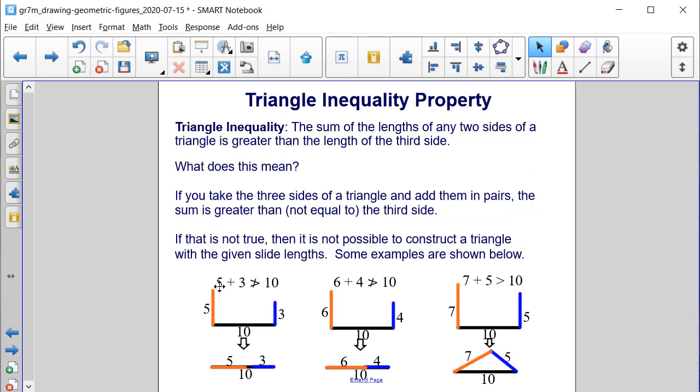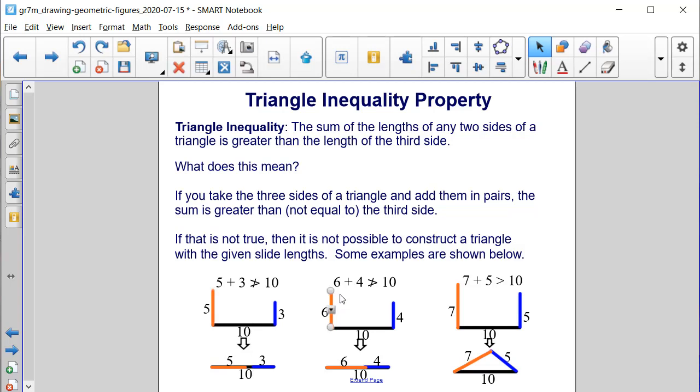So for example, I have 5 plus 3, and that sum is 8. And if I was to take these two lines and bring them in, you can see in the diagram down below they don't meet. There's actually a little black space in between there. So that's why you don't get a triangle with side lengths 5, 3, and 10.